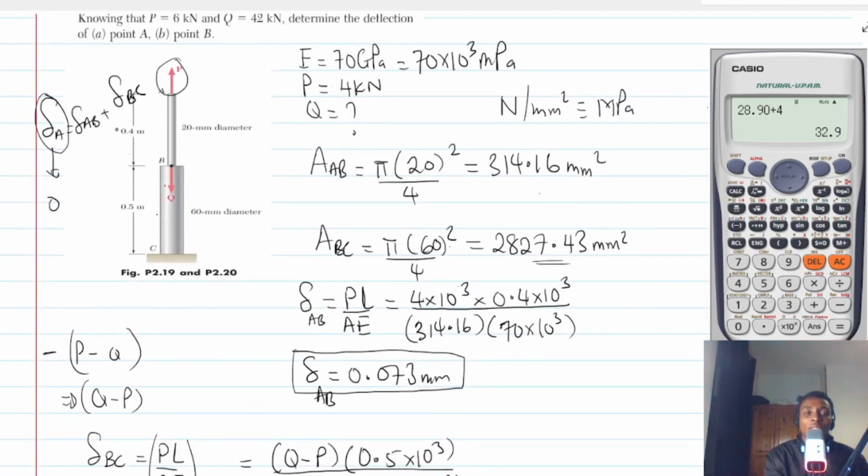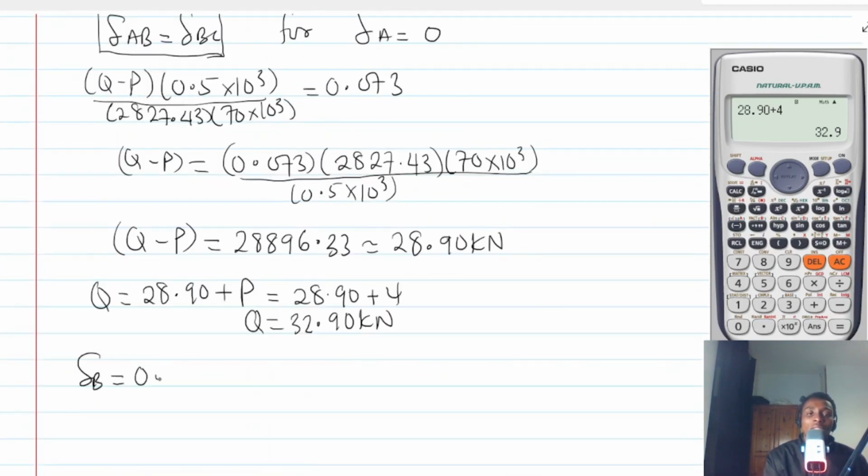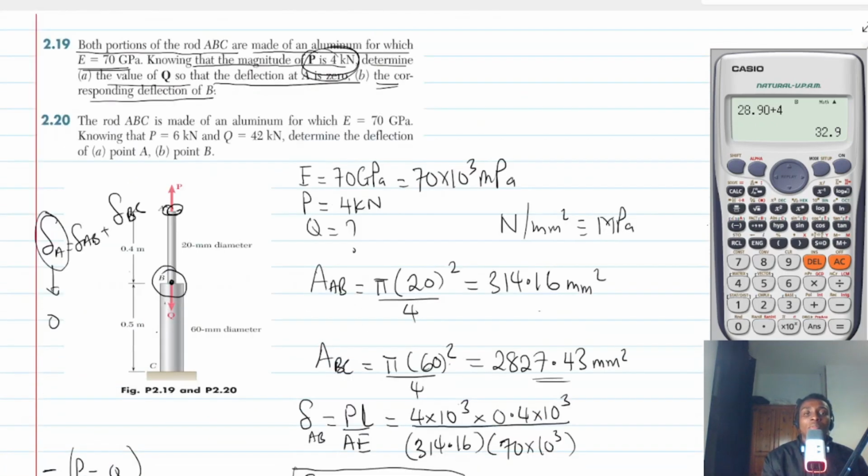All right, so it is interesting to know that the deflection at B will be the same as, so think about it this way. There is no deflection here, so it means that the deflection within this must be the same as the deflection within this. So point B will receive the same deflection, which we have already calculated as 0.073 millimeters. That's all. So now, in fact, we are done with the first part of the problem.